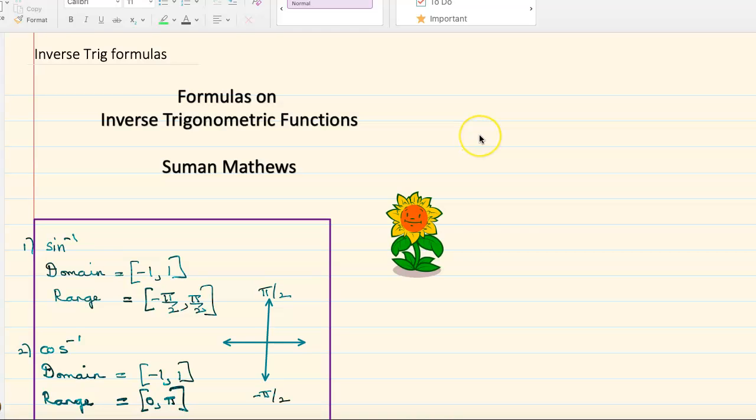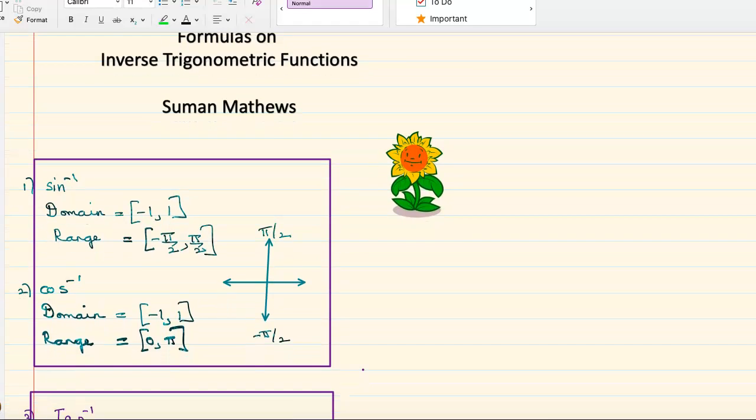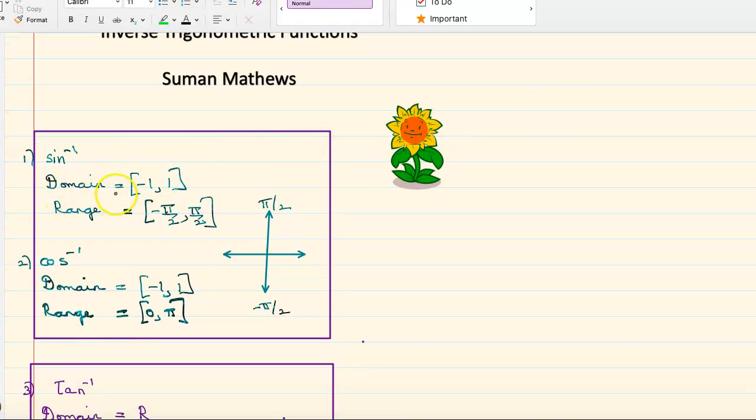So we will be going through some formulas on inverse trigonometric functions, which is like a quick revision for you before your tests. So we start with the six inverse trigonometric functions. Sine inverse, domain is -1 to 1. Range is the closed interval minus pi by 2 to pi by 2. Cos inverse, the domain is the closed interval -1 to 1. Range is the closed interval 0 to pi.